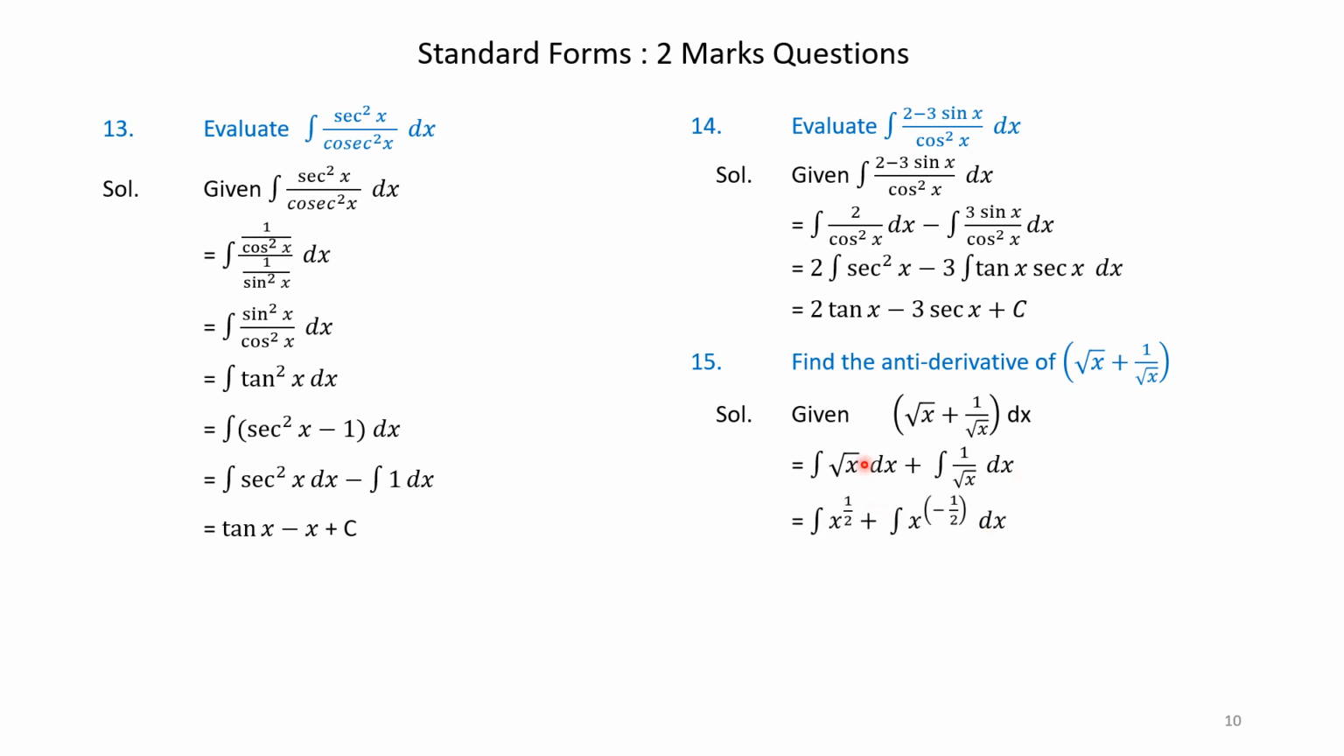Therefore, it is integral of x to the power of half dx plus integral of x to the power of minus half dx. Integral of x to the power of half is x to the power of 3 by 2 divided by 3 by 2, plus x to the power of minus half: if you add 1, minus half plus 1 is half, so this is x to the power of half divided by half, plus c. Simplifying, we get 2 by 3 x to the power of 3 by 2 plus 2 into x to the power of half plus c.